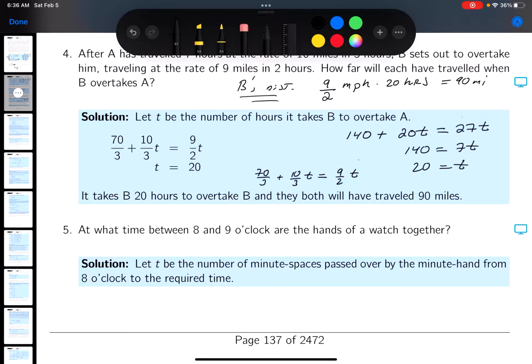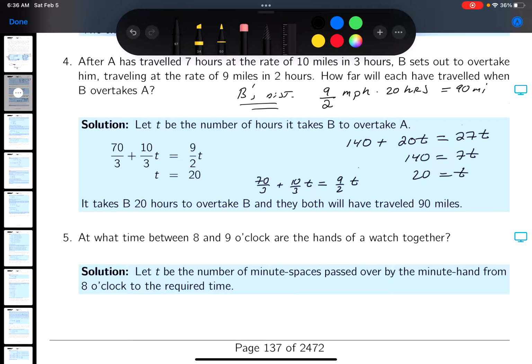Now, by the way, I want to check also for the other guy. Let me write this down for you. And remember, A's distance should be equal, but I'll write this down. What's that going to be? Well, let's see. He's traveling for how many hours now? He's got a 7-hour head start, and he gets 20 hours for B to catch up to him. So it's 27 hours, right? 27 hours. And what's the rate for A?